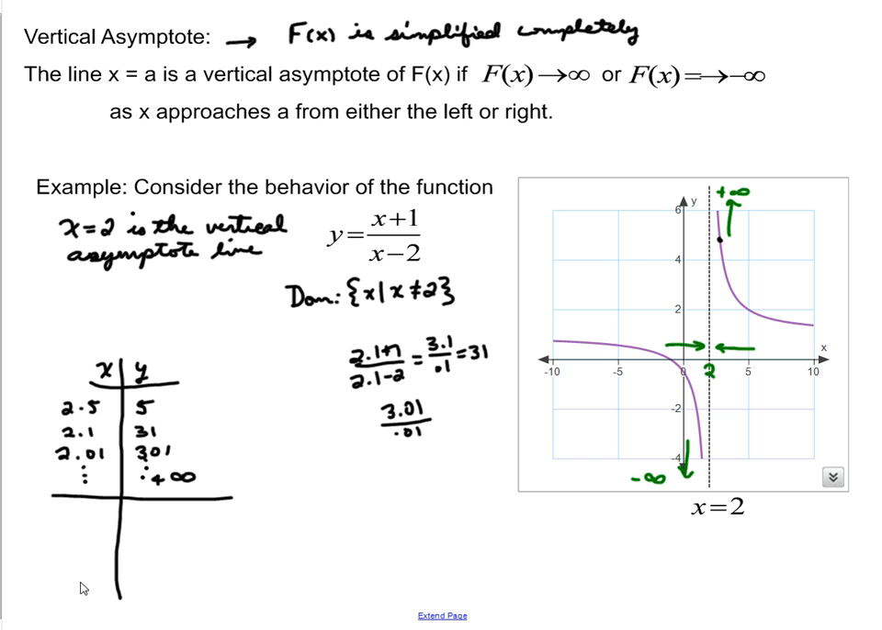Now, if we were to try from the other side, let's say from 1.5, and get closer to 2, what would happen?